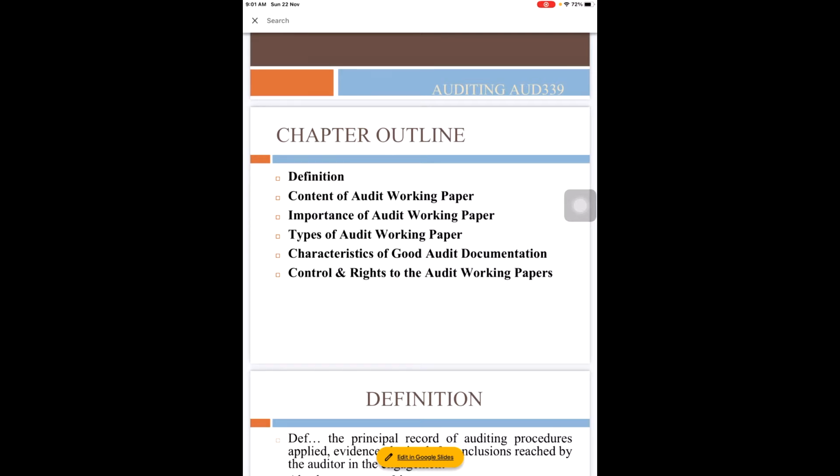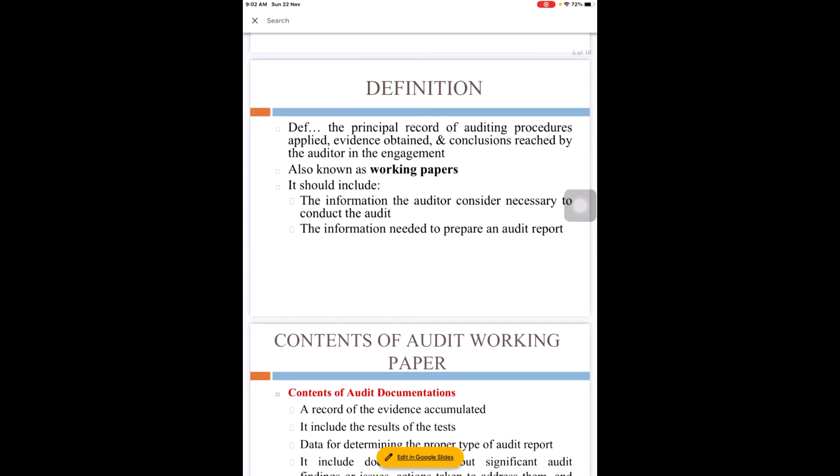It means what are the characteristics in order to have documentation that is good in auditing. And the last one is the control and right to the audit working papers. Alright, so the definition is actually the principal record of auditing procedures applied, all the procedures that we did in order to get the audit evidence, and then the evidence obtained from the audit work, and also the conclusions reached by the audit in the engagement. So this is what a working paper is.